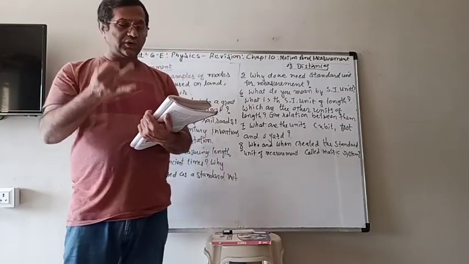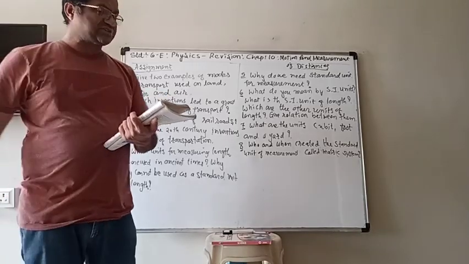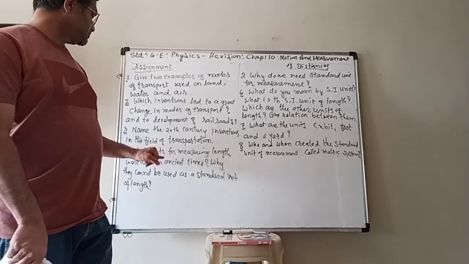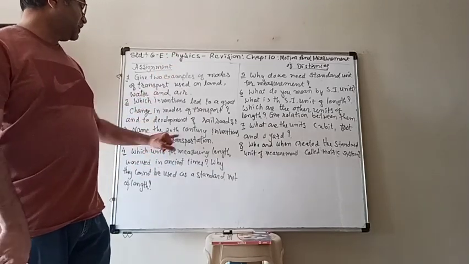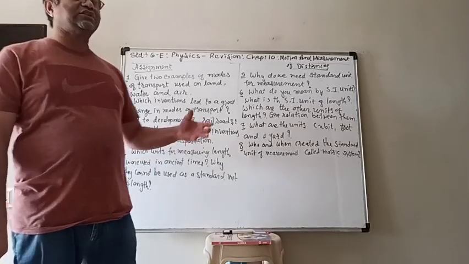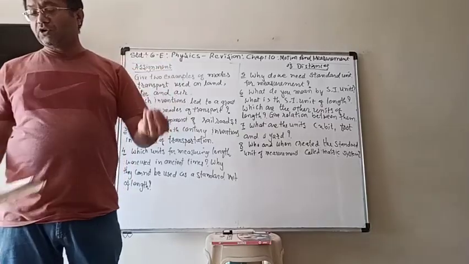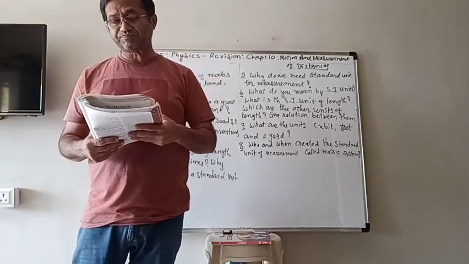Electric trains, monorail, supersonic aeroplanes, and spacecrafts. These are some examples of the 20th century. Means the 20th century inventions in the field of transportation are electric trains, monorails, supersonic aeroplanes, etc.